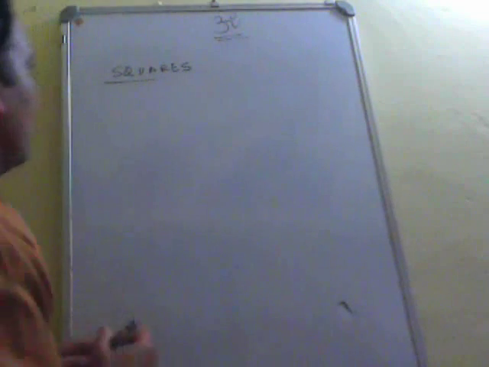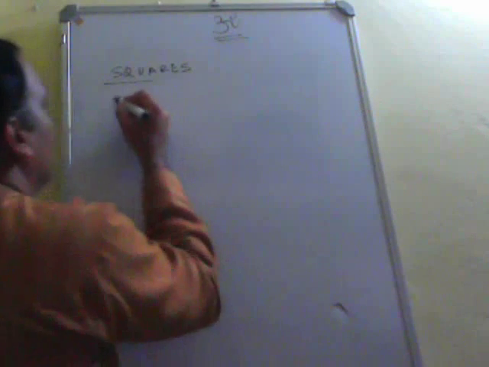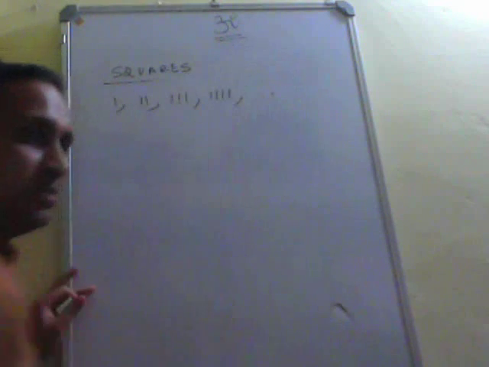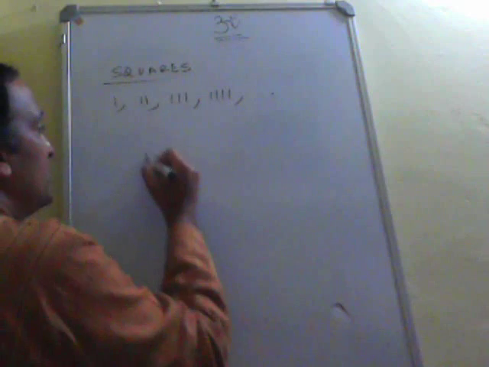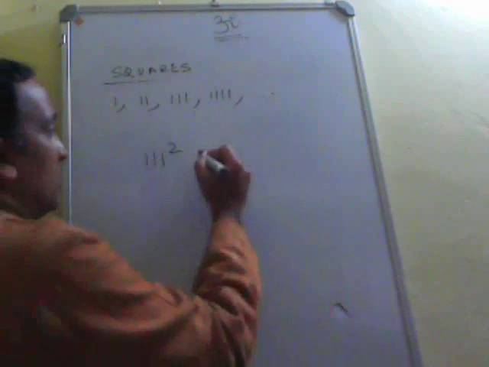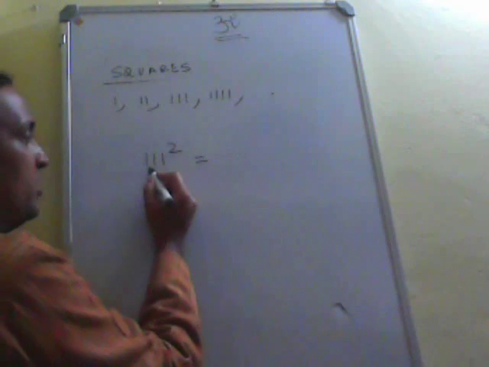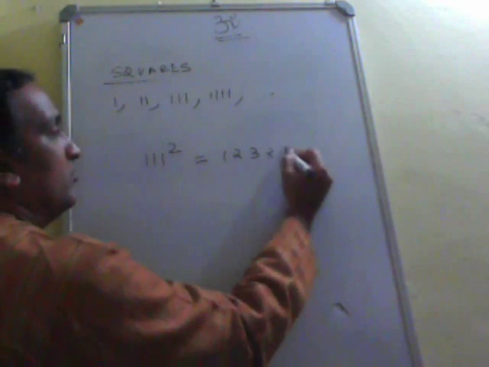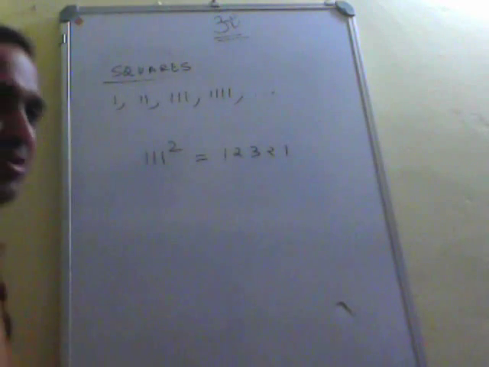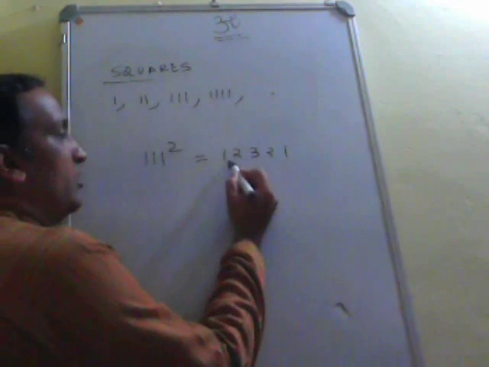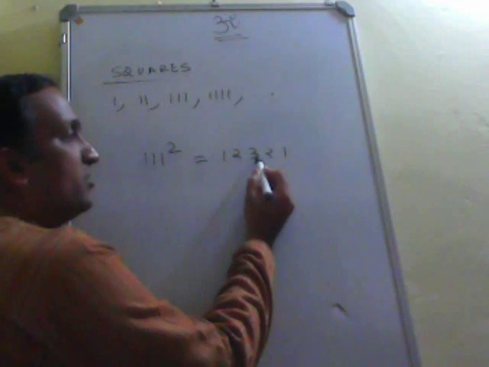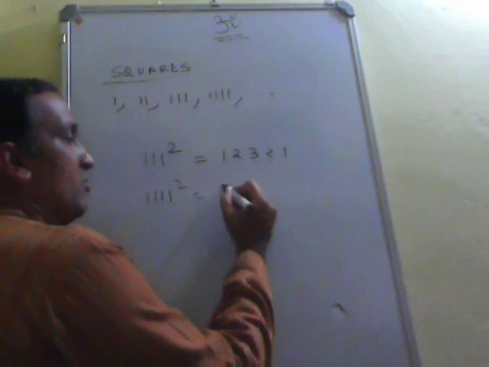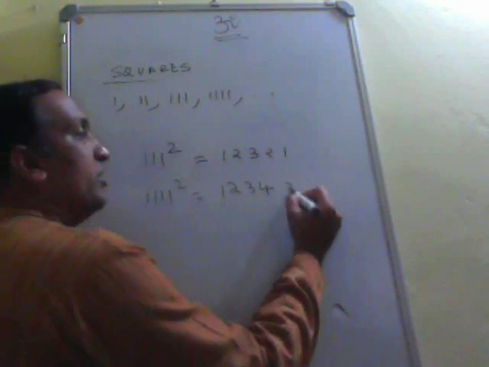The next one is very similar: squares for numbers with only ones, like 1, 11, 111, 1111. It is very easy. Let us say 111 square. Count how many digits there are: 1, 2, 3. So you write 1, 2, 3, and then count back down: 2, 1. So 1111 square is 1234321.